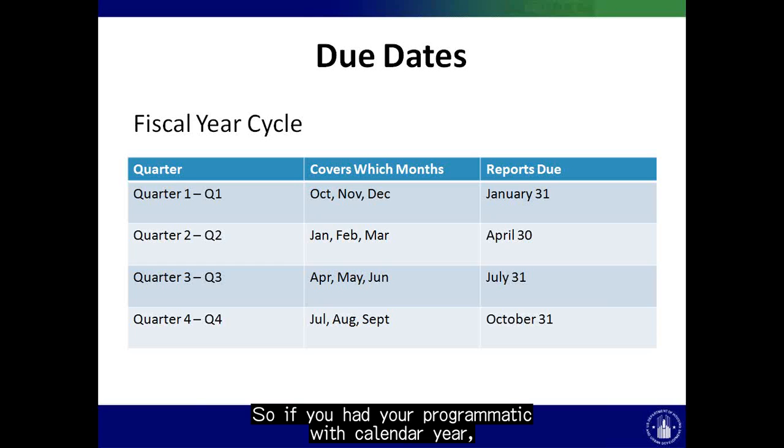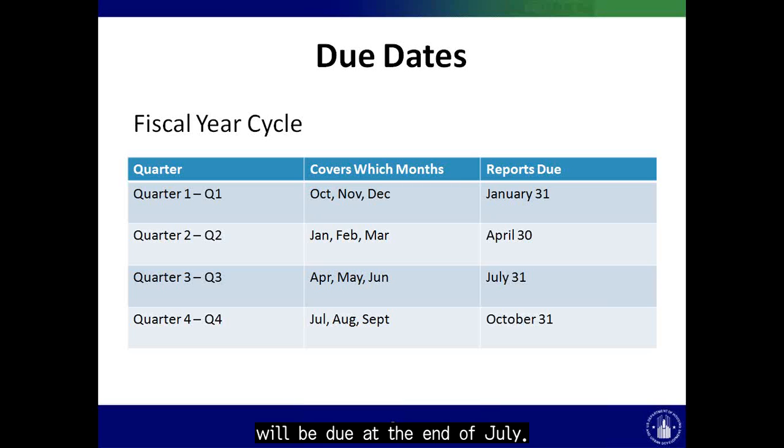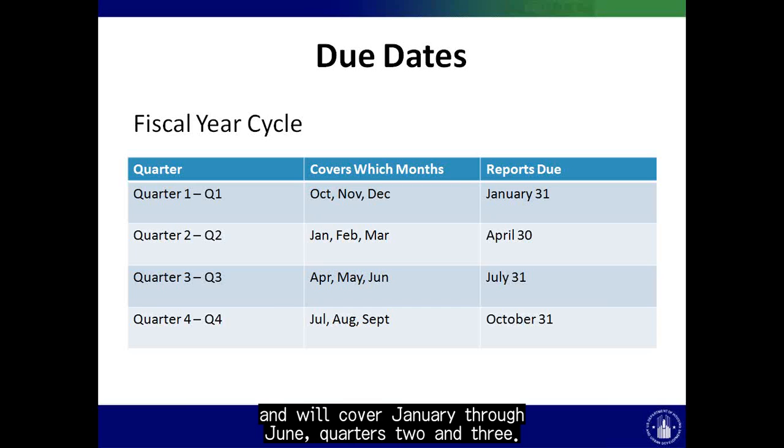So if your programmatic was on the calendar year, as you can see now, it's going to be on the fiscal year cycle. FY12 grantees, you just submitted reports for quarter 2 covering January through March. Your next report for quarter 3 ending in June will be due at the end of July. As previously stated, for FY13 grantees, your first report is due July 31st and will cover January through June, quarters 2 and 3.